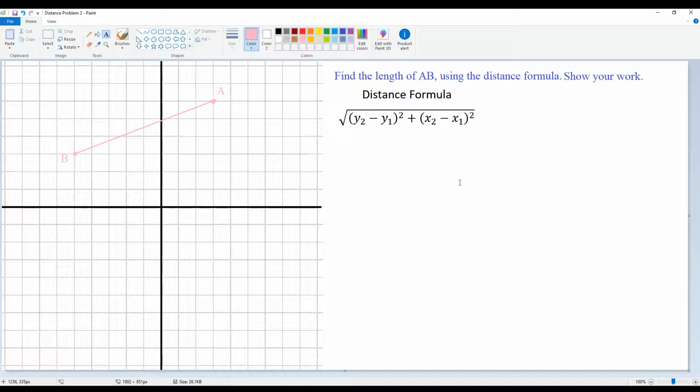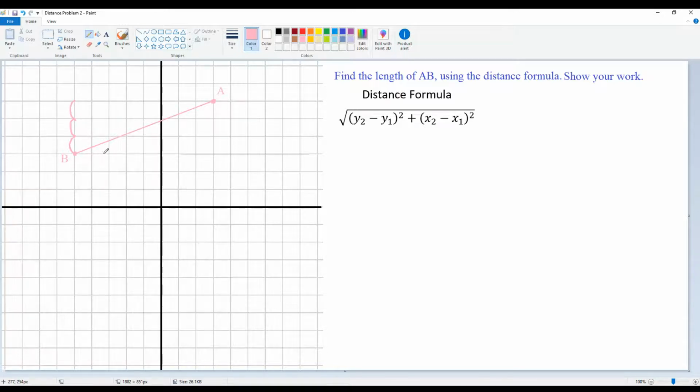So the distance formula is when you take the difference of your y coordinates and the difference of your x coordinates, square them, add them together, and take the square root. It's based off of the Pythagorean theorem. What you're doing is really treating this as a right triangle. So the difference of my y coordinates is going to be the rise.